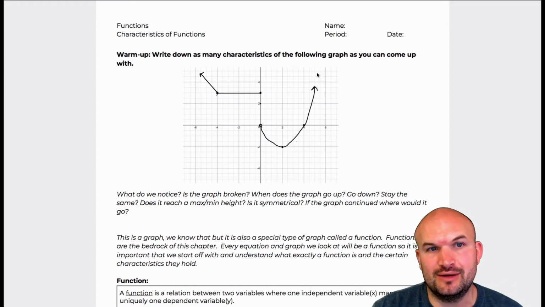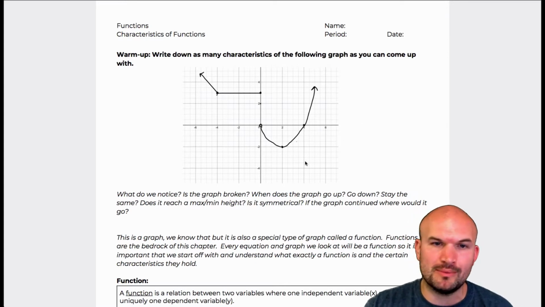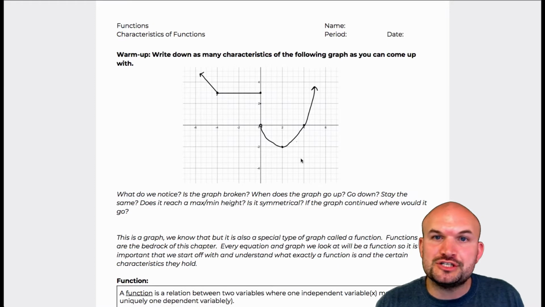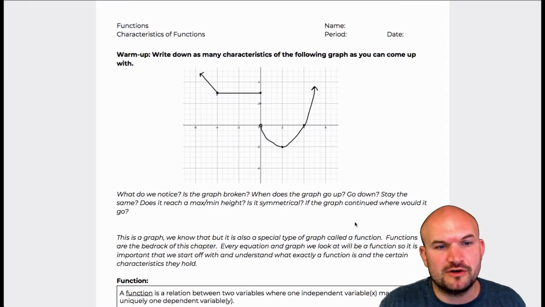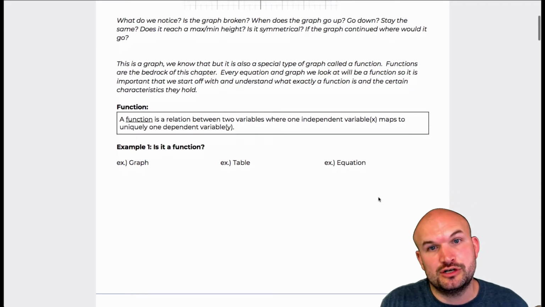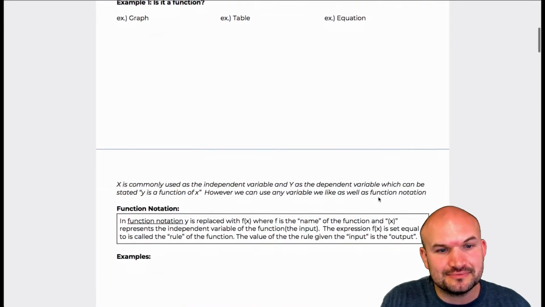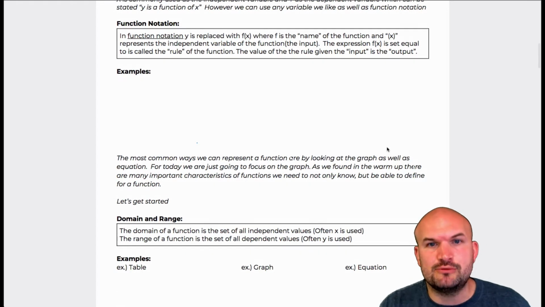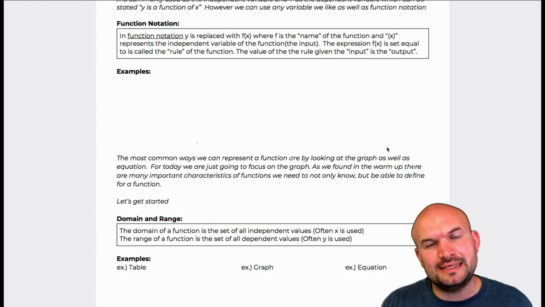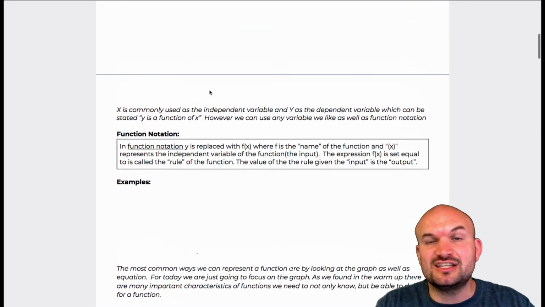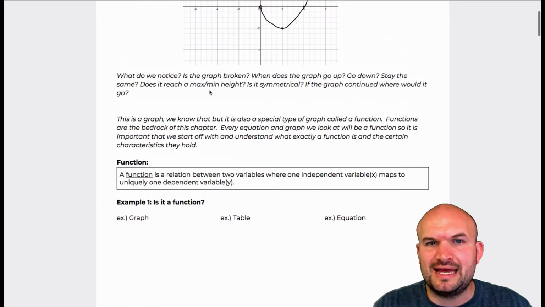Today's lesson, we're going to discuss the characteristics of functions. In this video, I want to talk about the basic ideas of a function in our warm-up: what kind of properties, how functions behave, what are some things that we can notice about a function. Then we'll go through the definition of a function, how to determine if something is a function or not, look at function notation, and then investigate domain and range. This is just going to give you an overview of functions, their characteristics, and how they behave.